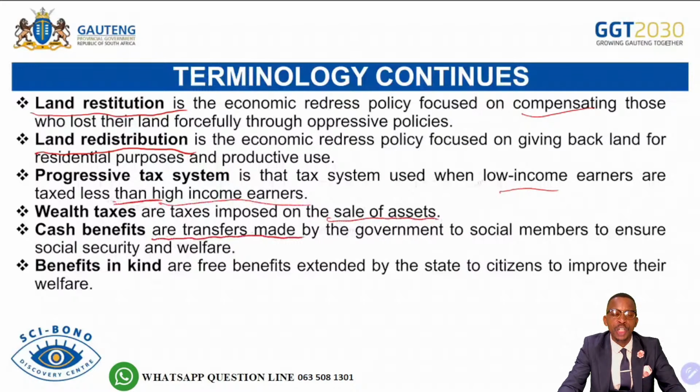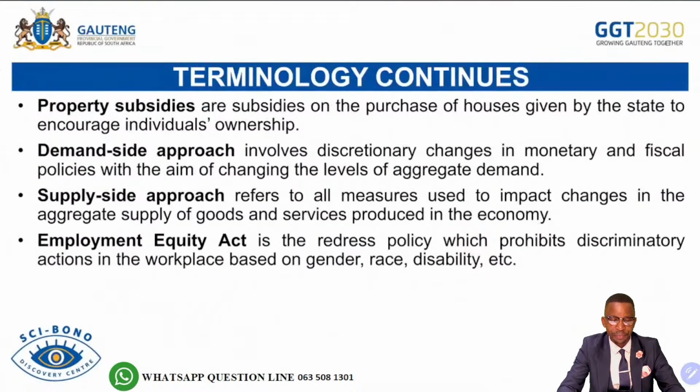Social wages, it's when the state intervenes by making provisions of a certain amount of money to ensure that those people that are unemployed are able to receive a certain income that can allow them to afford the basic living. Benefits in kind or benefits in natura. These are benefits extended by the state to citizens to improve their welfare. In this case, we talk about the government providing people with healthcare facilities, educational facilities, and protection and security services, or defense. So those are part of the benefits in kind or benefits in natura.